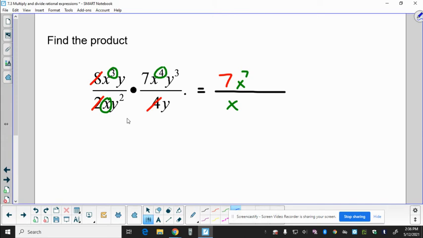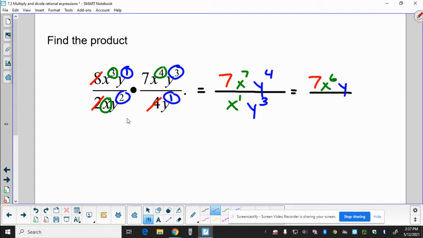And then for the y's, you got a 1 and 3, so that's y to the 4th over y to the 3rd. And then now we can use our exponent rules to get a final answer. So we got 7, x to the 6th, we subtract exponents, y to the first over 1. But I don't think we need that 1, do we? We don't need this either. And there you go. There's your answer.